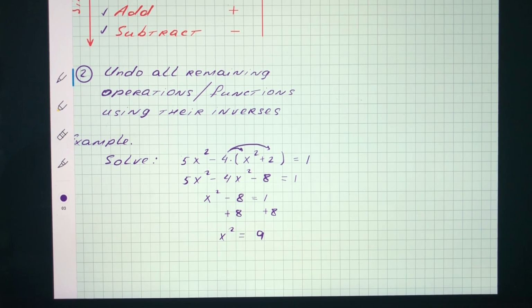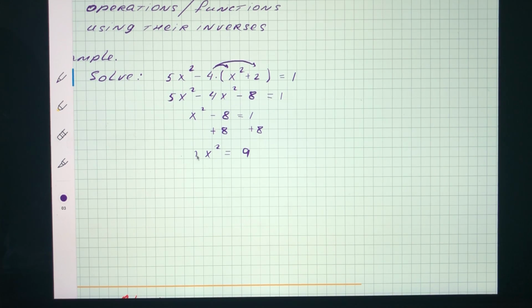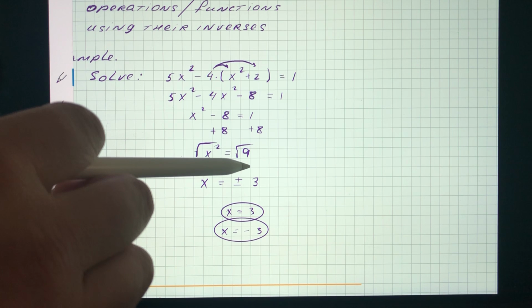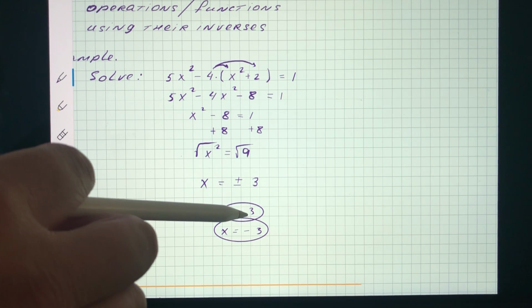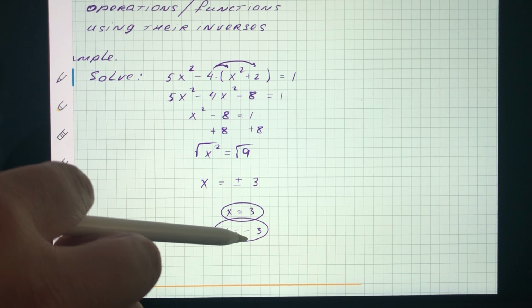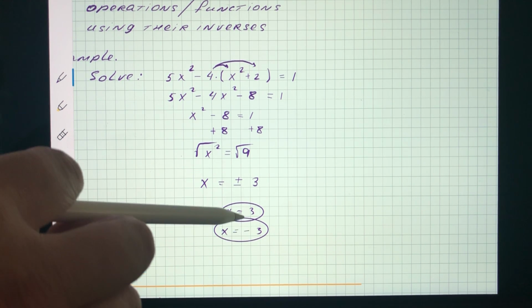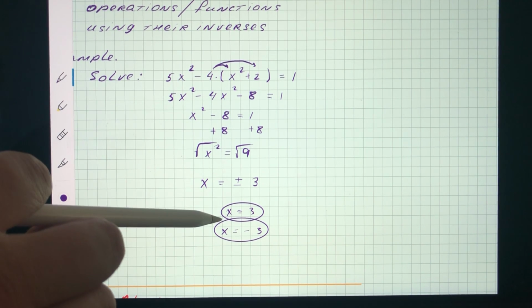Now to undo the square, we use the square root. So we take the square root of both sides, and we have x equals plus or minus 3. There are two solutions. x is 3 and x is negative 3. Because when we have the question x squared is 9, it asks us what number squared makes 9, and there are two choices. 3 squared makes 9, negative 3 also makes 9 when you square it. So we have to include both choices. Both will be the solution to our equation. So that's our final answer.